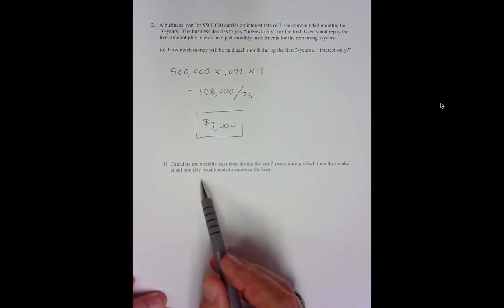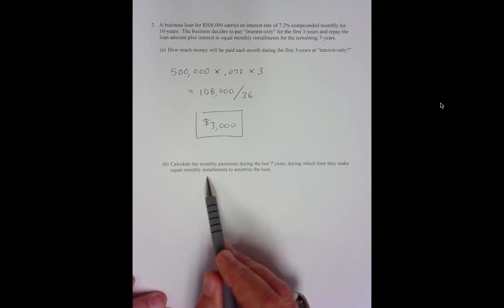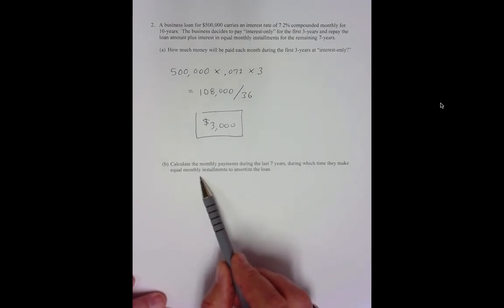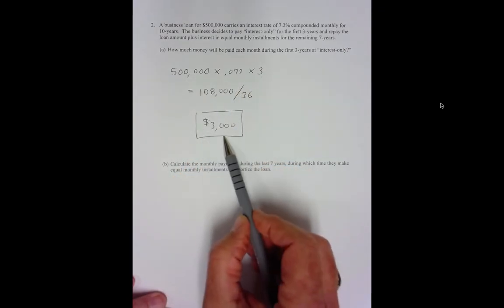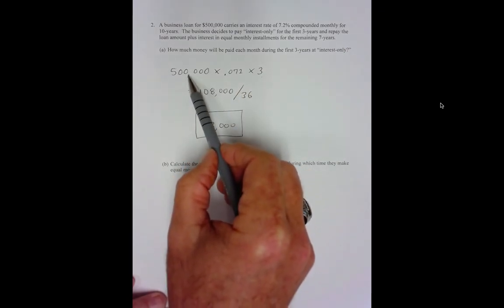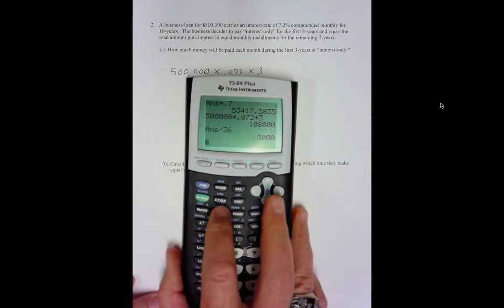Now, 3 years later, for the last 7 years, they actually want to do a traditional amortization. In that, you pay not only the $3,000 interest, but you want to pay extra to chip away at your principal. So this is going to be really simple.